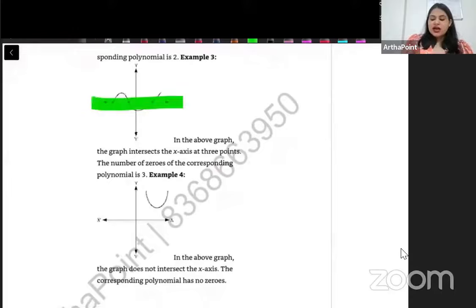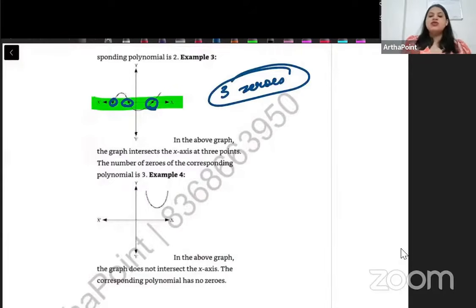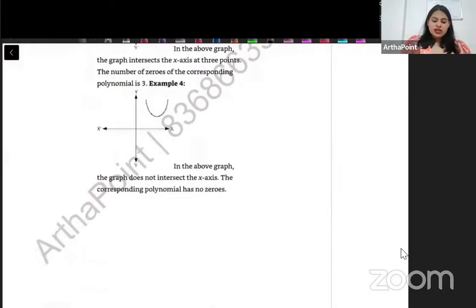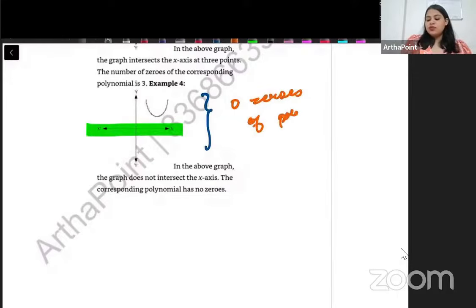Come to the next graph, beta. See that in this graph, the x-axis gets intersected 1, 2, and 3 times, which means that there are 3 zeros corresponding to this polynomial. Come to the next graph. If you see the next graph, the x-axis is never ever getting intersected. That means that there are 0 zeros of this polynomial.